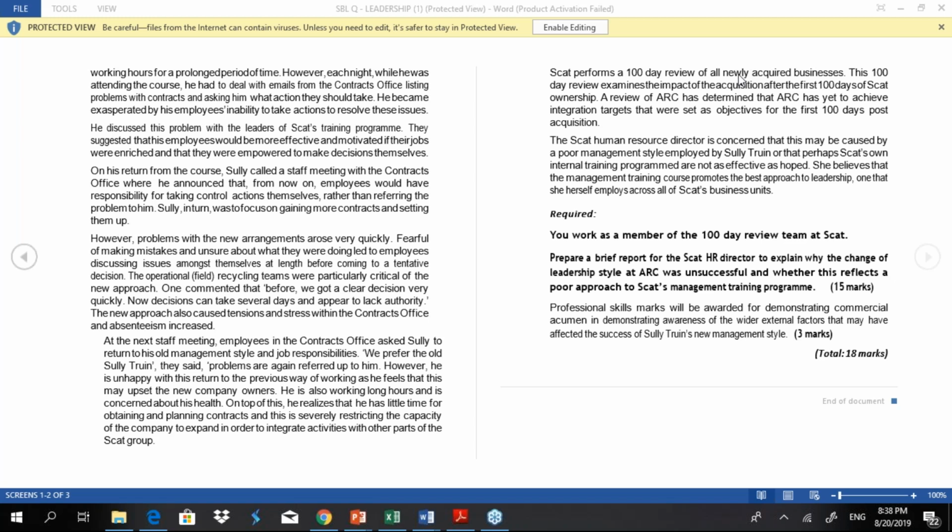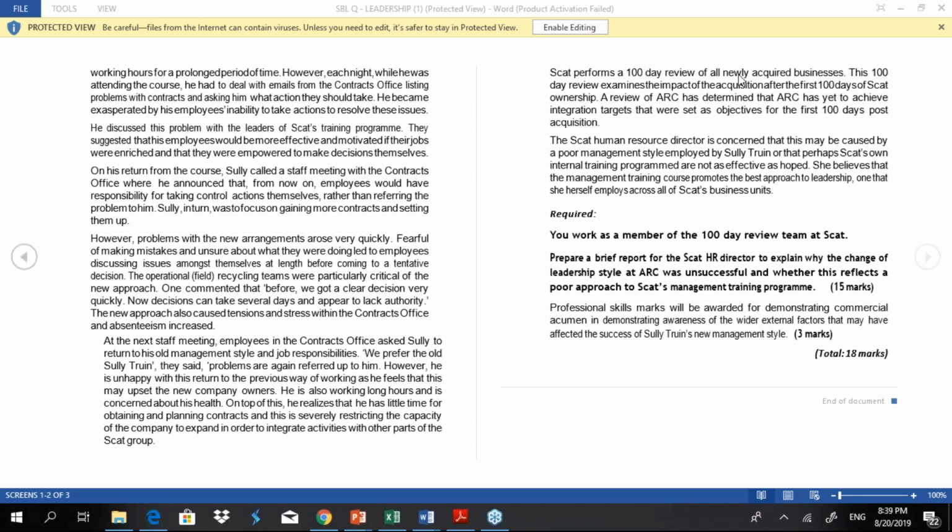So immediately after this to, from, subject and date, you must have an introductory paragraph. In an introductory paragraph, you introduce what you are going to write about. Again, it should not be a lengthy introduction. It could be a maximum of about 5 lines. So what you would say is you are discussing why the leadership style at ARC was unsuccessful and whether it reflected a poor approach to SCAT's management training program. A simple introduction. And then you would break your answers into 2 parts or 2 sections. So below the introduction, your first section heading would be management style at ARC.